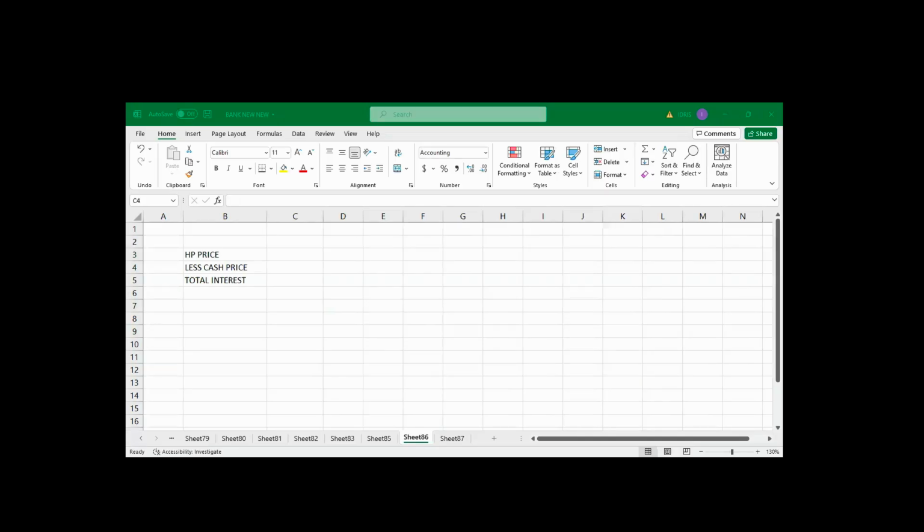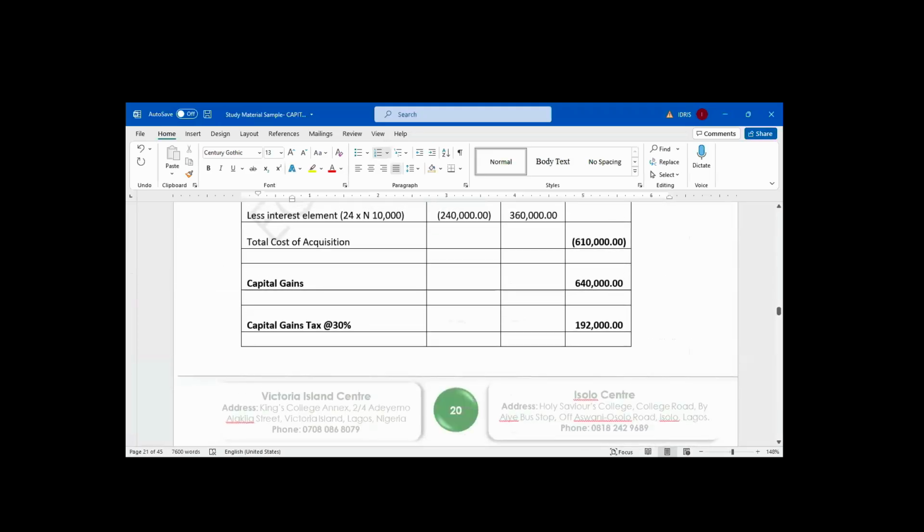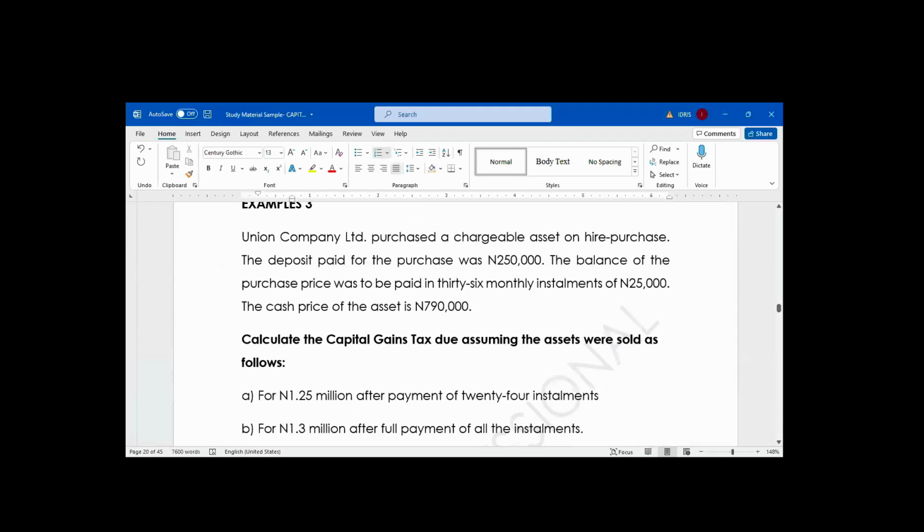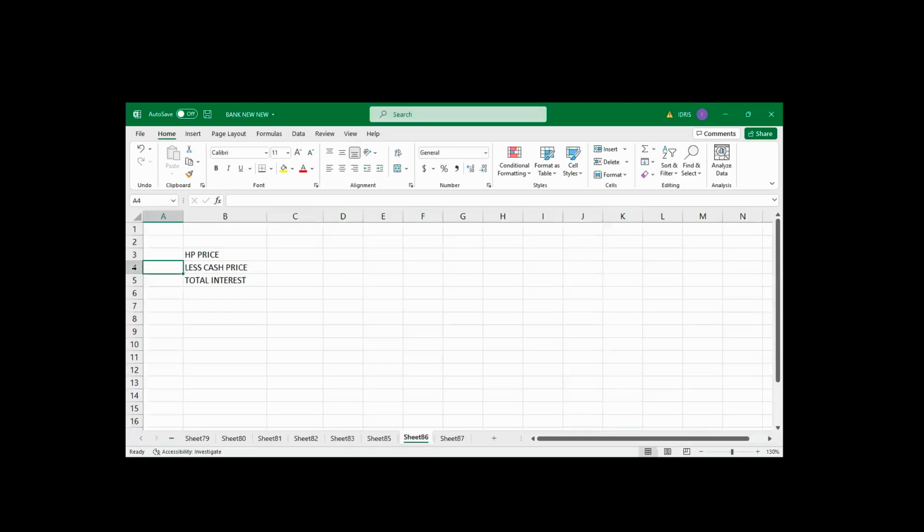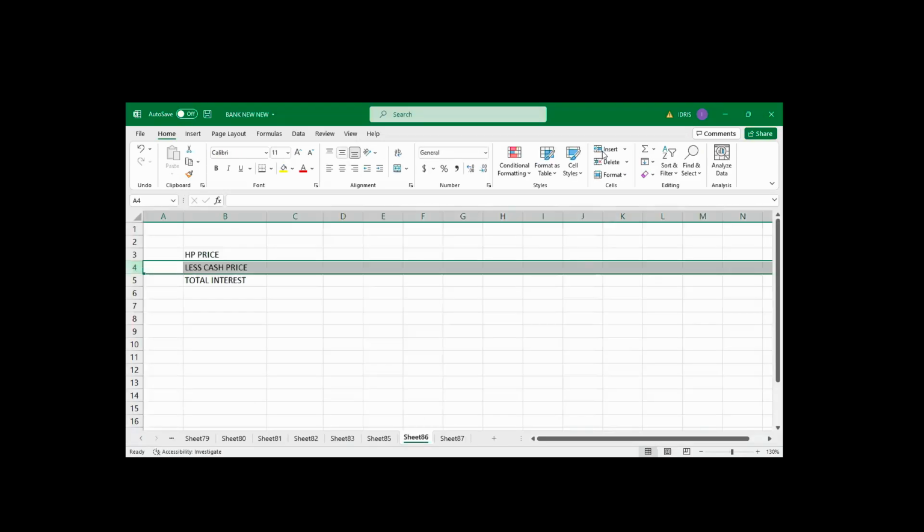Let's go back to the question and check. The hire purchase price, we don't know the hire purchase price yet. But the cash price is how much? 790,000. Can we see that? Yes, sir. 790 is the cash price.